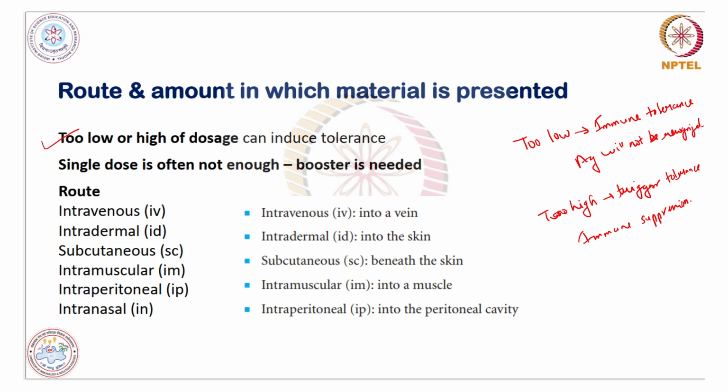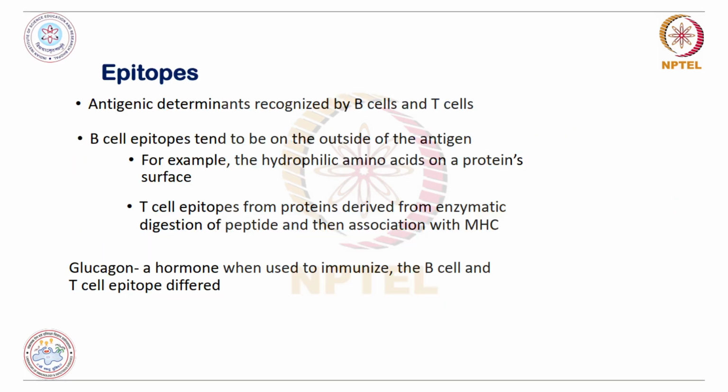The next one is the route. If it is given intravenous, that is into the vein. If it is given intradermal, into the skin. If it is given subcutaneous, that is beneath the skin. If it is given intramuscular, that is into the muscles. If it is given intraperitoneal, that is into the peritoneal cavity. So it will depend on what route of administration we have used.